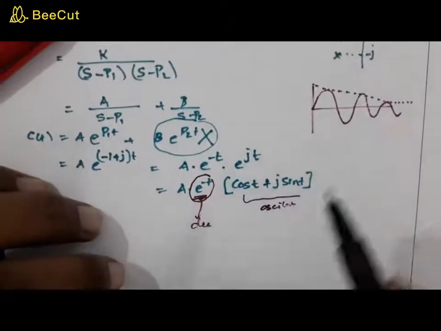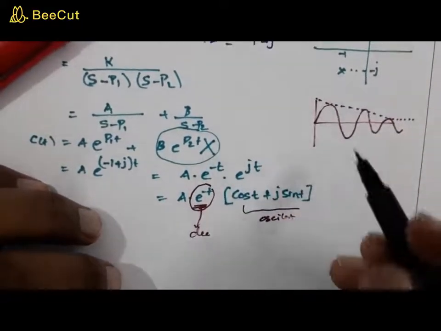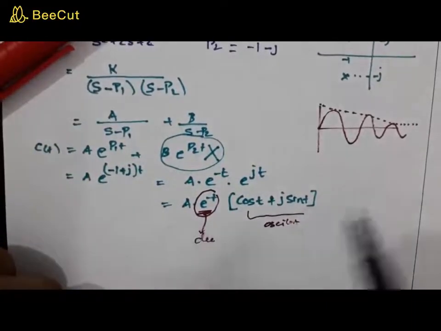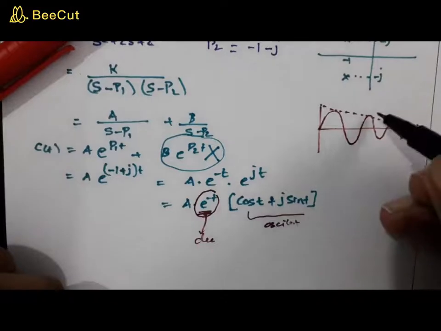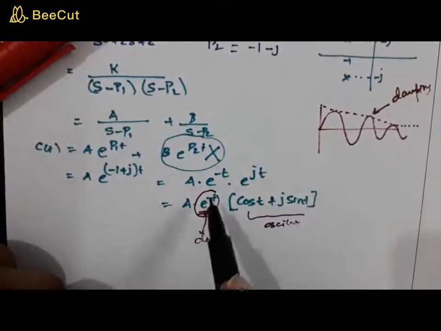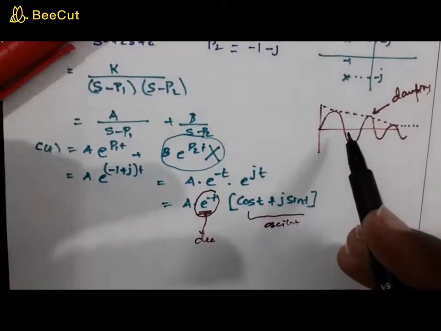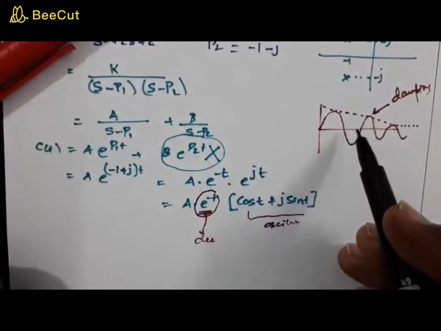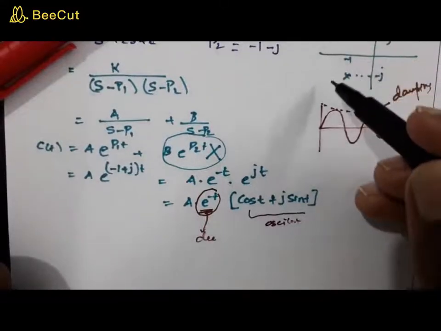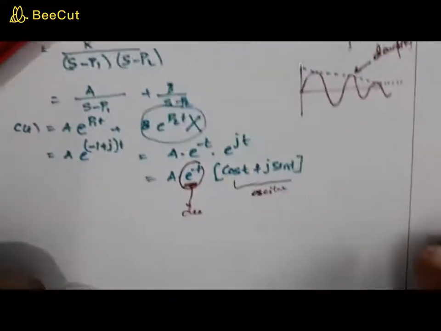Meaning, what's the meaning of this? Actually, the output oscillates, but that oscillation decays as time progresses, or you will call this process damping. So which term makes the damping possible? It is this exponential term. That means the oscillation gets nullified. So this is the case where the complex poles reside on the left half of the S-plane.